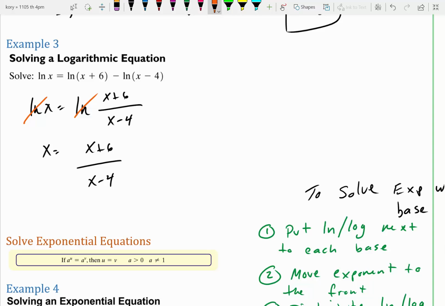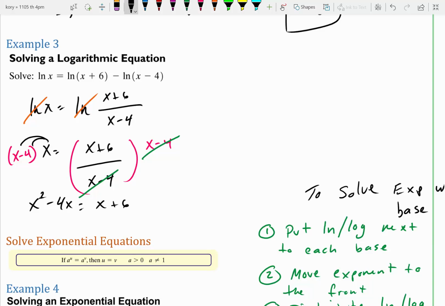So from here, we have an x in the denominator. If we have an x in the denominator, we need to get rid of it. We get rid of it by doing what? Yeah, multiplying by it. So we multiply everything by x minus 4. When we do that, it cancels out on this side, and all we're left with is x squared minus 4x equals x plus 6. So we just distribute that x to the x minus 4.